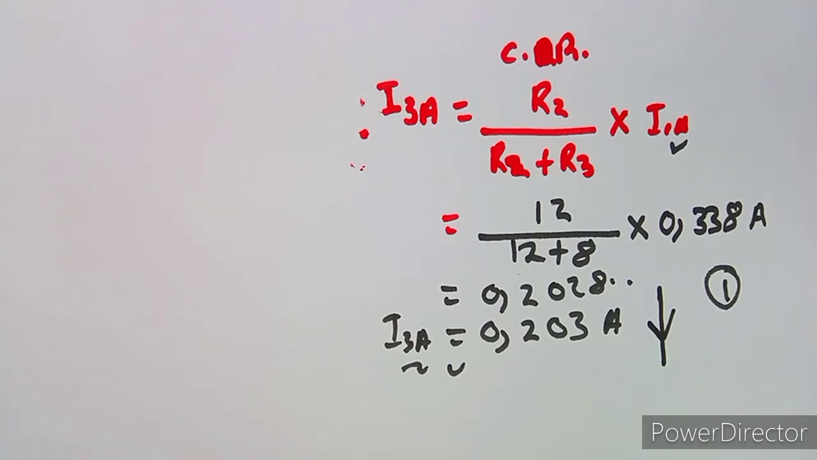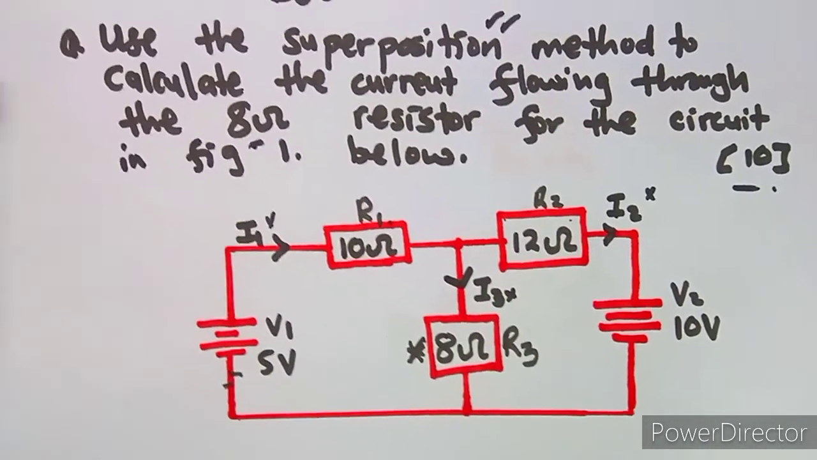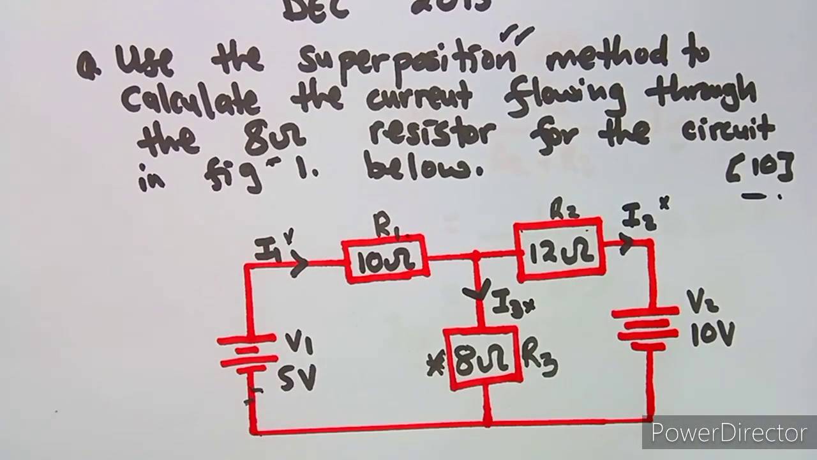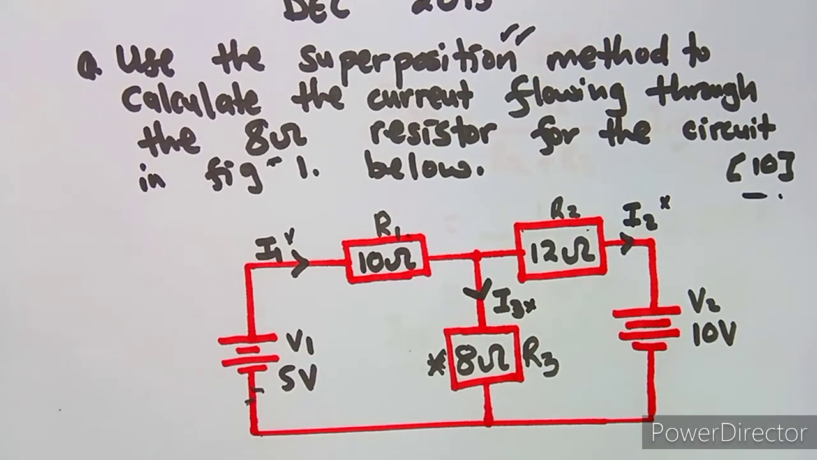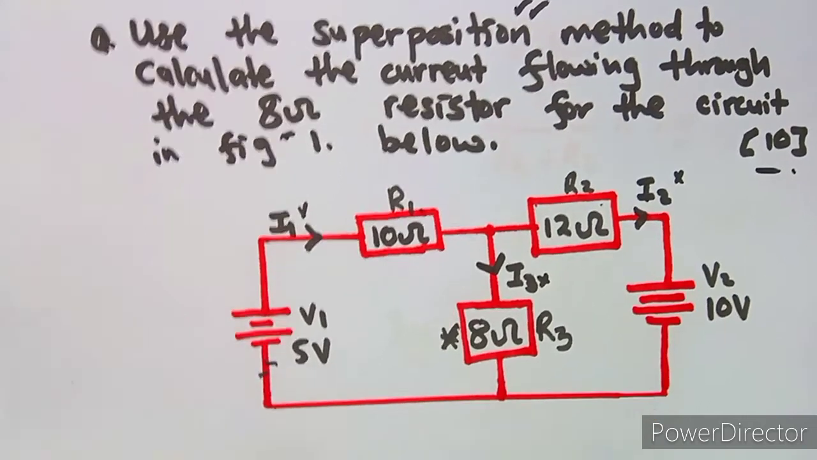Now we have to go back to the question again and repeat the same stages, but now we are going to remove V1. This time we are going to remove the other source. All right.